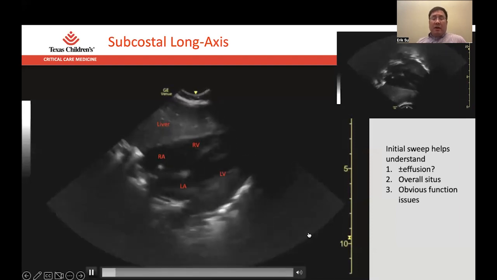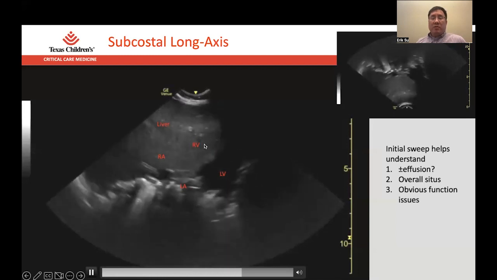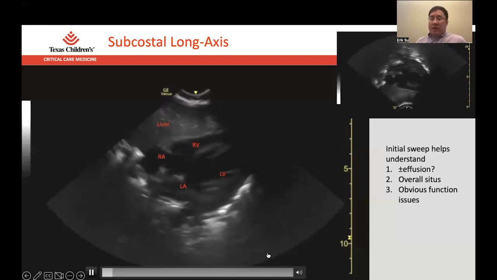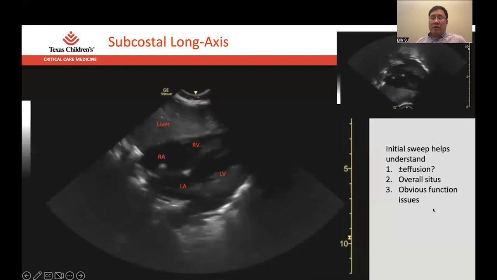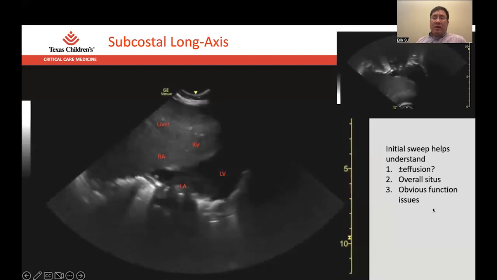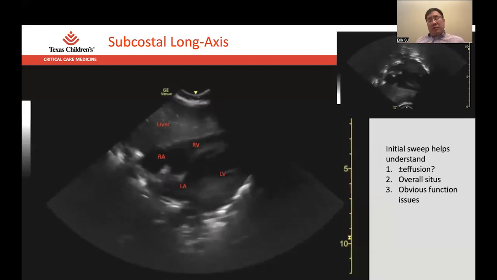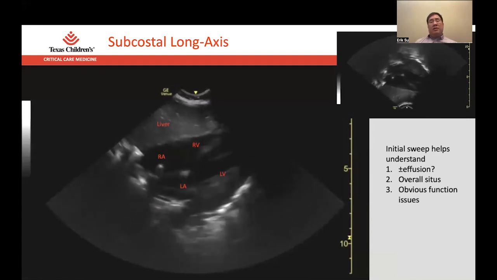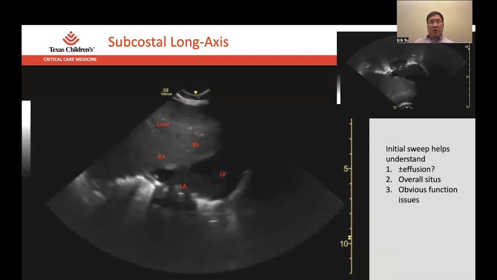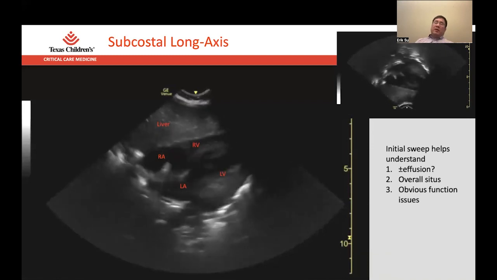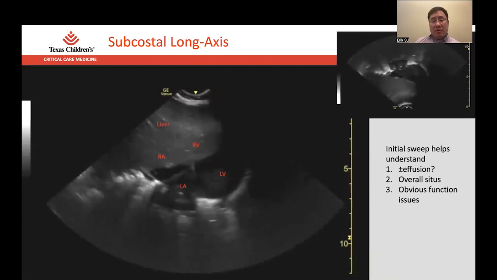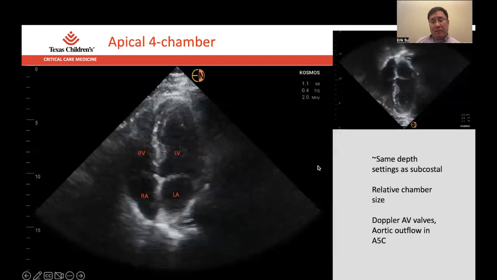You can see that everything that lives next to the liver, which is closest to the screen, is going to be the right heart in terms of the RV and the RA. And then in addition to looking for an effusion, like we already talked about, sometimes it helps with a patient who may have congenital issues in terms of deciding overall situs and knowing where you're going to be looking for other structures. And then it gives you a good ballpark for what's going on in terms of obvious function issues. And then we can move on to our apical.